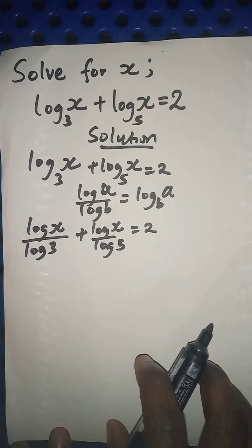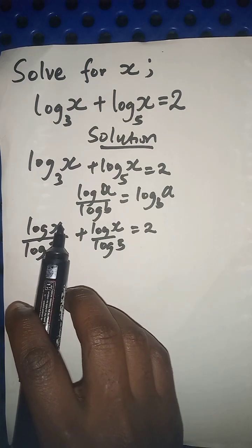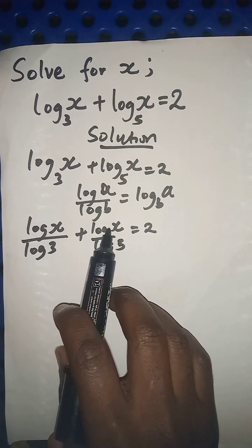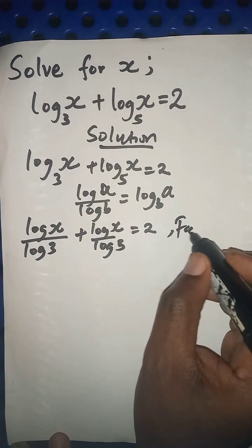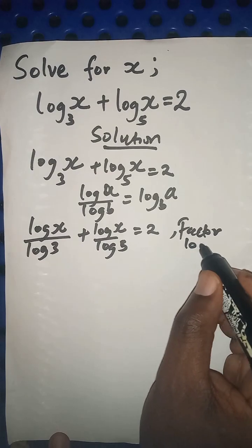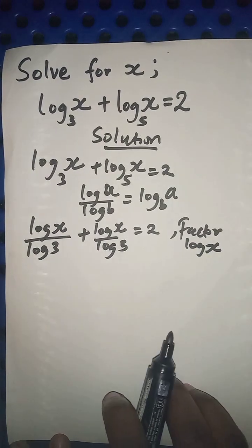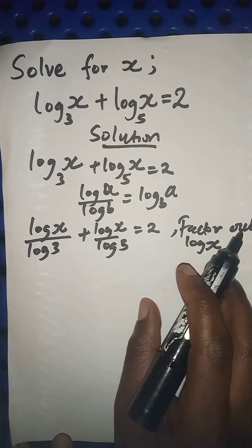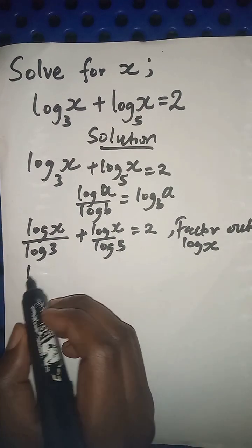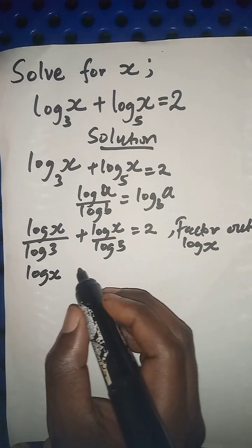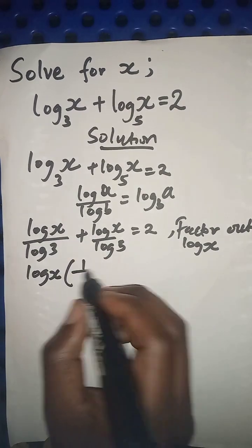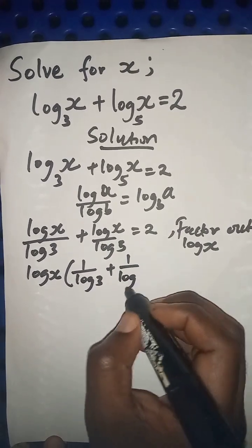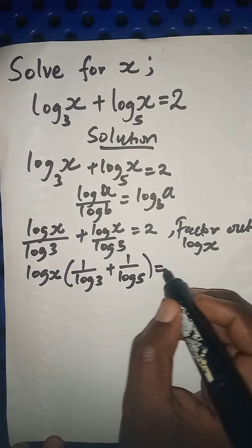Next step, I have log x and I have log x. I can factor out the log of x so that I'm going to get log of x outside. Inside I'm going to get 1 over the log of 3 plus 1 over the log of 5 is equal to 2.